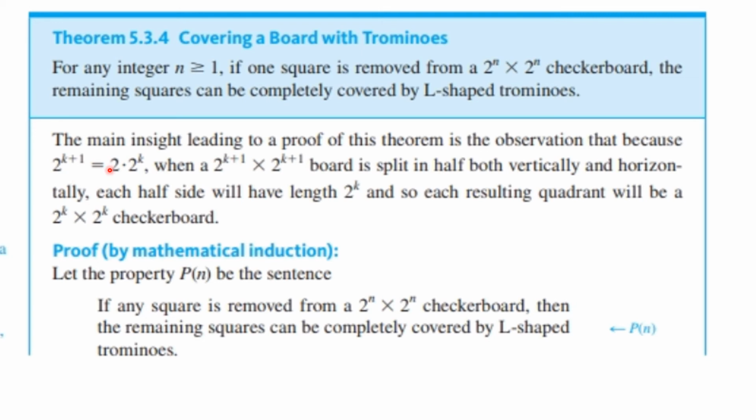Okay, so here we go. We're going to let P(n) be the sentence: if any square is removed from a 2^n by 2^n checkerboard, then the remaining squares can be completely covered by L-shaped triominoes. And that is the statement P(n).